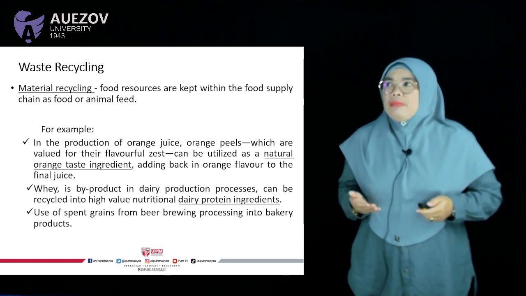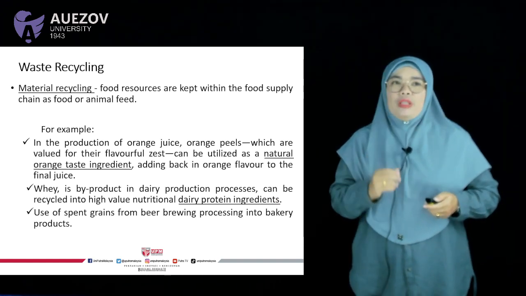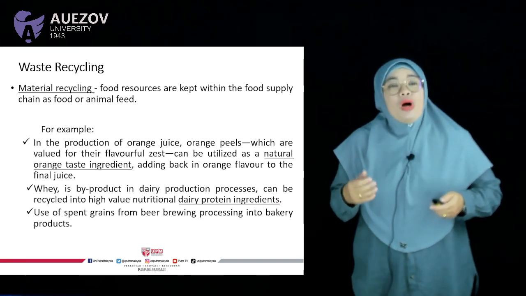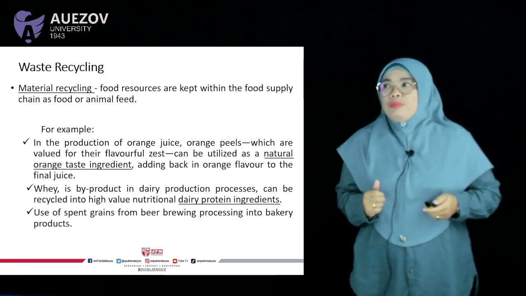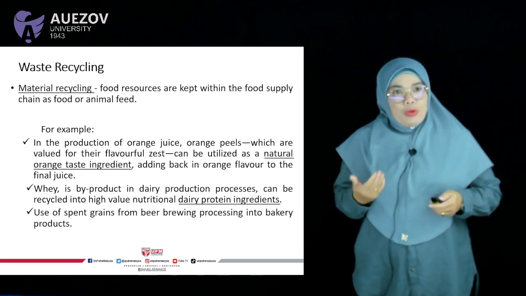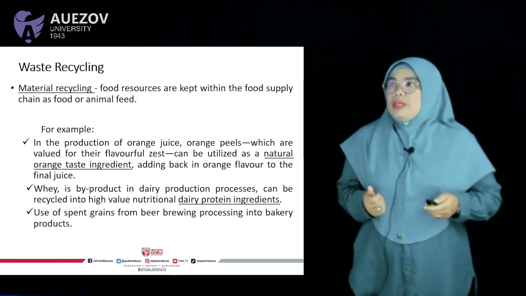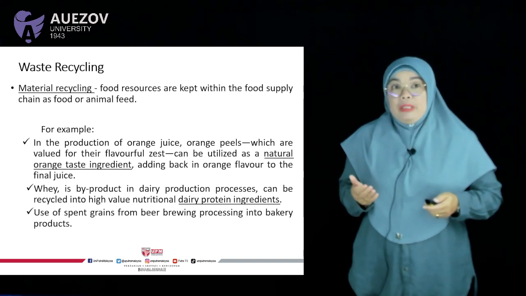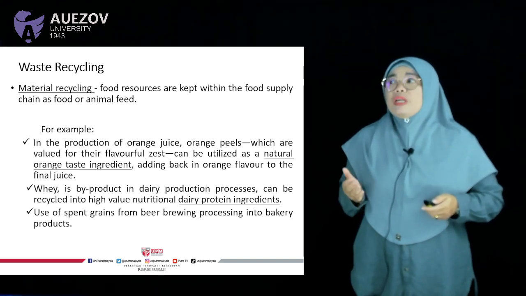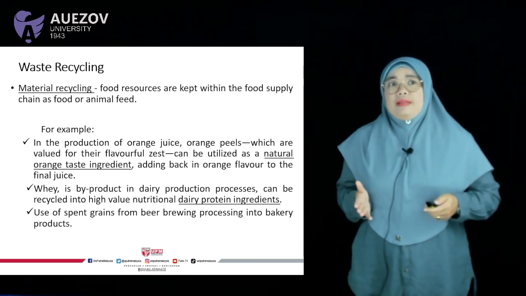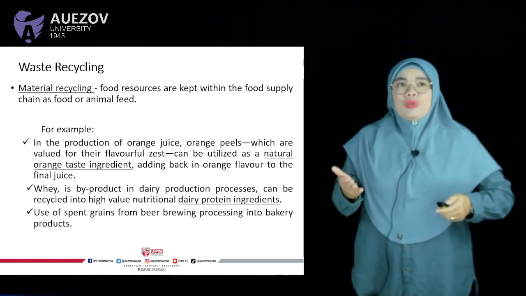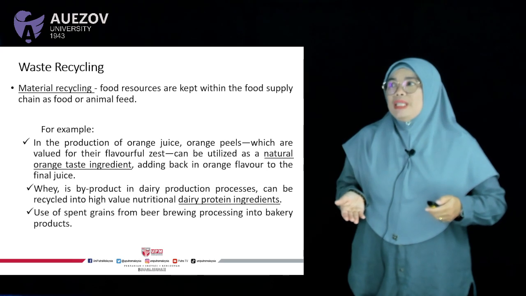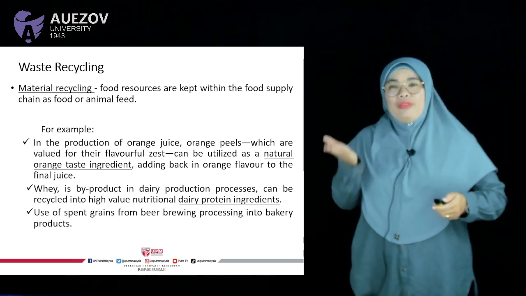Right, so now waste recycling. Material recycling means that food resources are kept within the food supply chain as food or animal feed. For example, I've given three examples here. The first one is from the production of orange juice. We can get orange peels, the byproduct, which are valued for the flavor zest, giving a good flavor. These can be utilized back as a natural orange taste ingredient, so we add it back to the orange flavor.